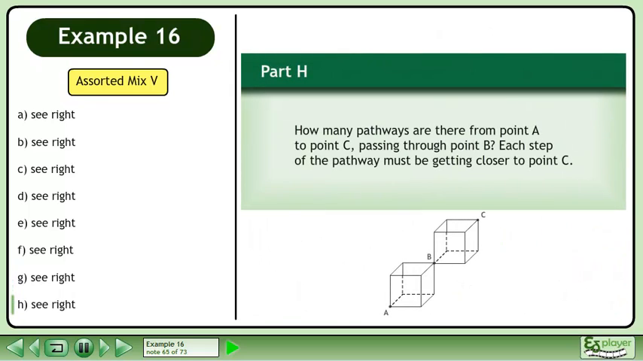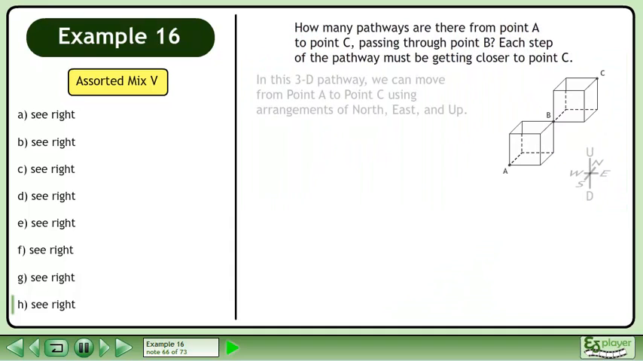Now we'll move on to part H. How many pathways are there from point A to point C, passing through point B? Each step of the pathway must be getting closer to point C. In this 3D pathway, we can move from point A to point C using arrangements of north, east, and up.